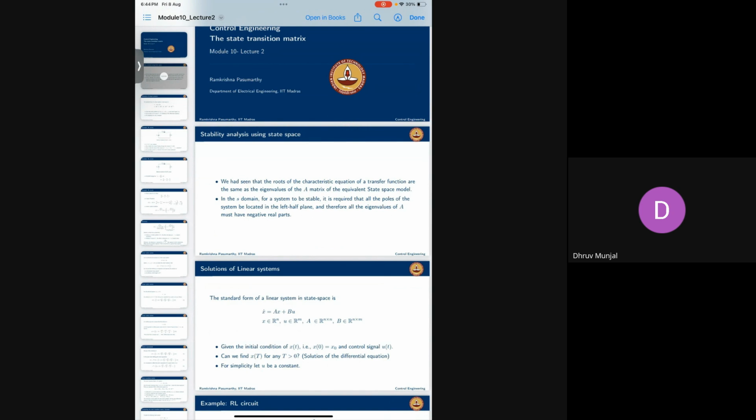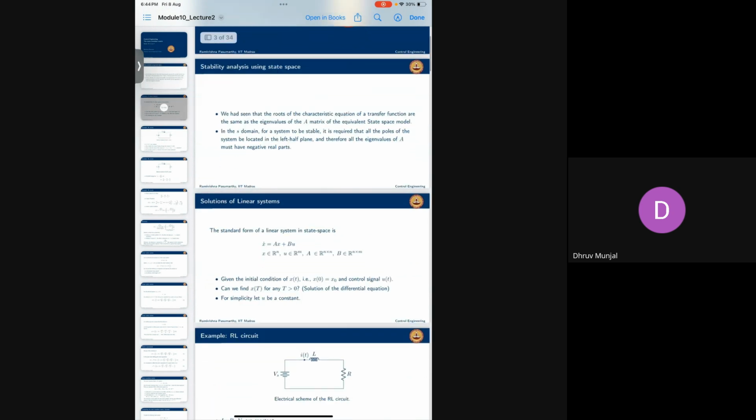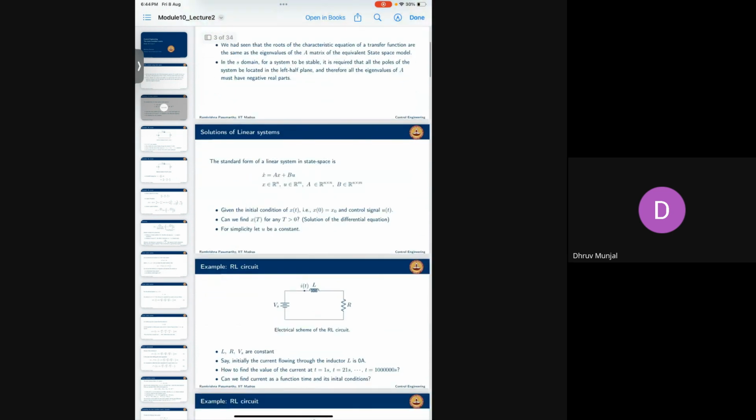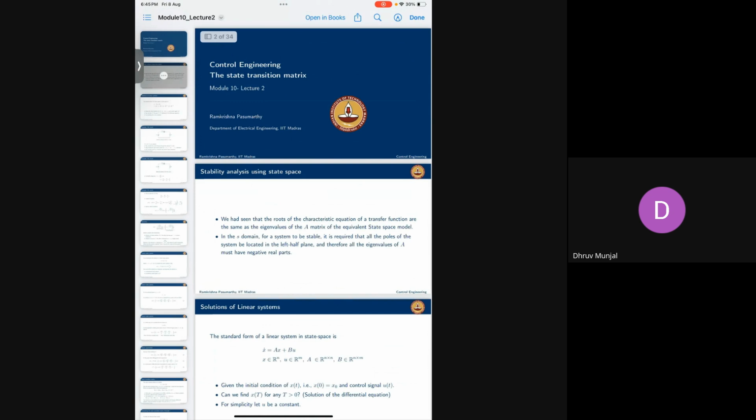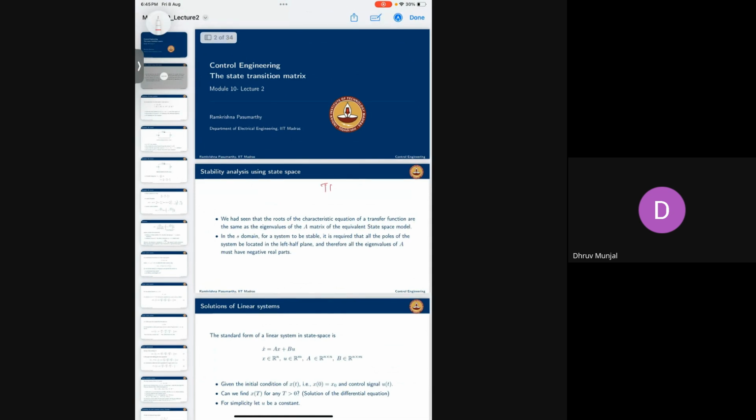Model 2 represents, the important thing we want to discuss here is solutions to the linear systems. Another important point when we want to discuss the transfer function versus state space: transfer function is explicitly for LTI systems. State space can be for LTI or LTV, linear time invariant or linear time variant. Both of the systems can be represented using the state space.